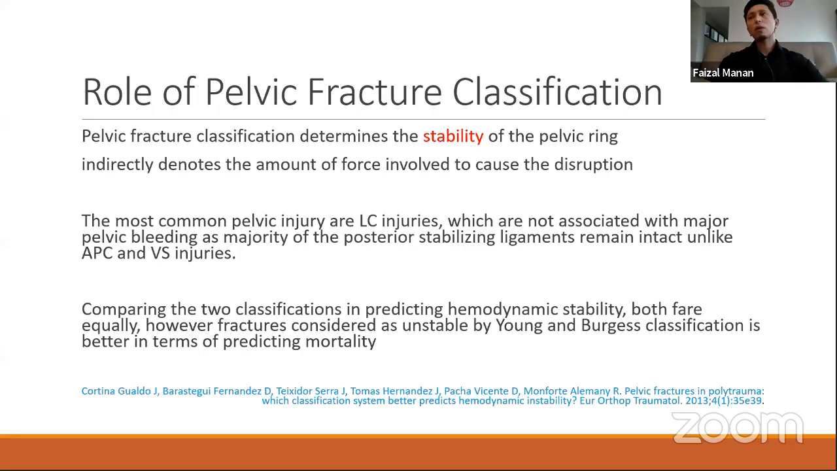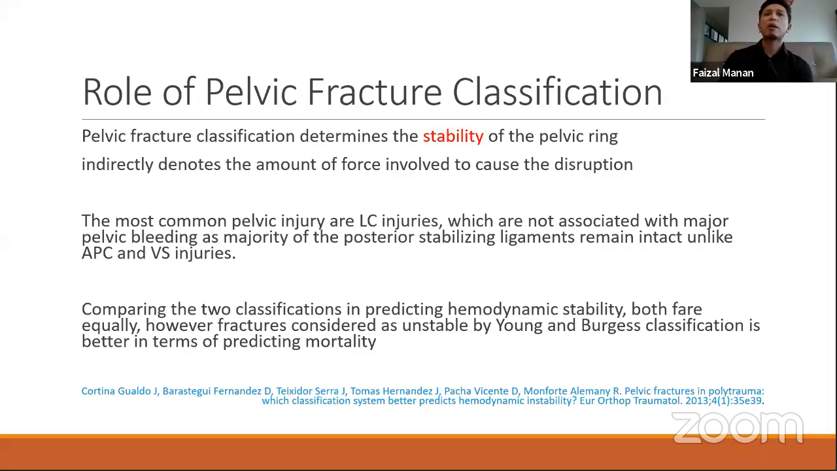So with all the fractures, why do we have to have a classification? Many reasons. One is so that it's easy for a doctor to talk to another doctor. Number 2, in this case for pelvic fracture classification, is to determine the stability of the pelvic ring itself. And indirectly, it denotes the amount of force involved to cause the disruption.